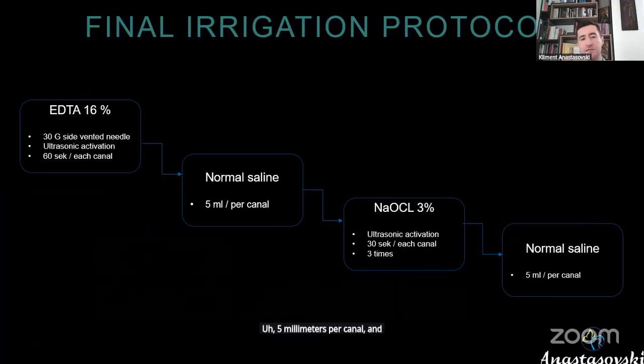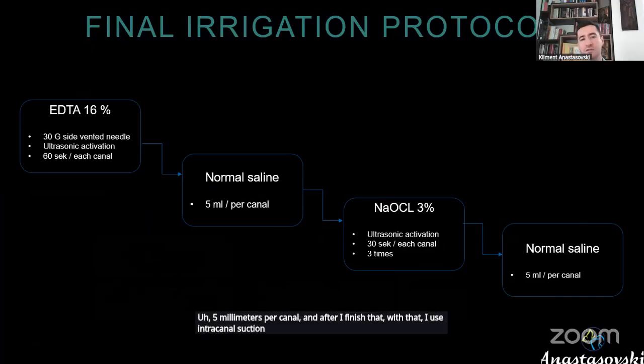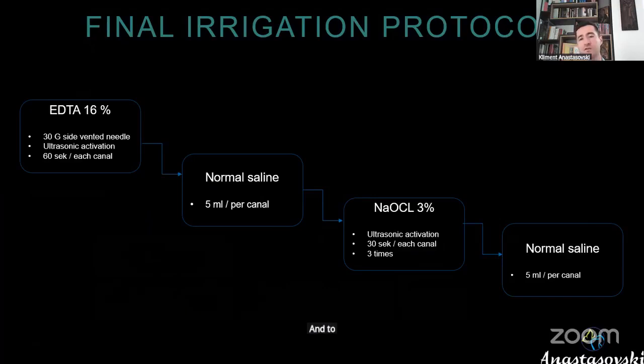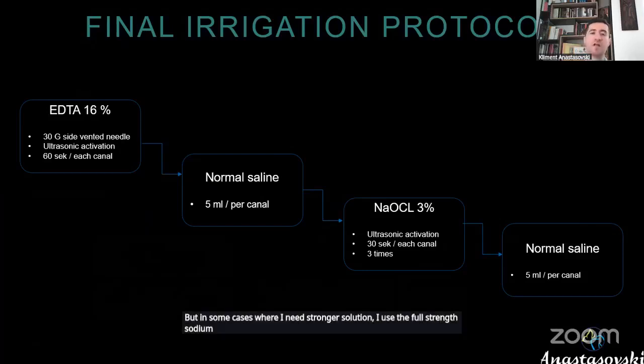And after I finish with that, I use the intracanal suction unit to suction all the saline from the root canals and to introduce the sodium hypochlorite. Most of the time I use 3% sodium hypochlorite, but in some cases where I need a stronger solution, I use the full strength sodium hypochlorite.